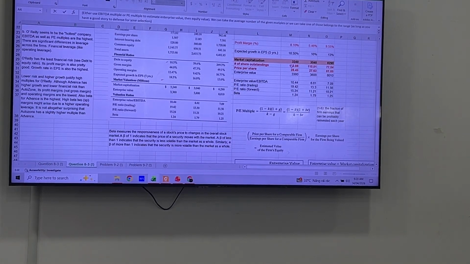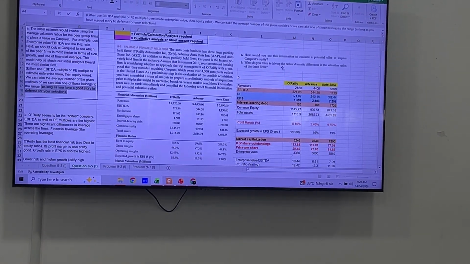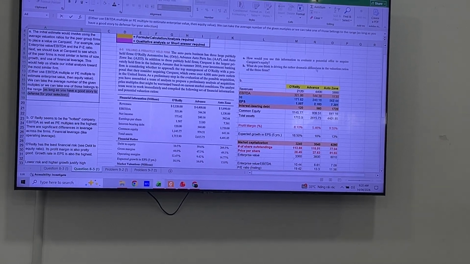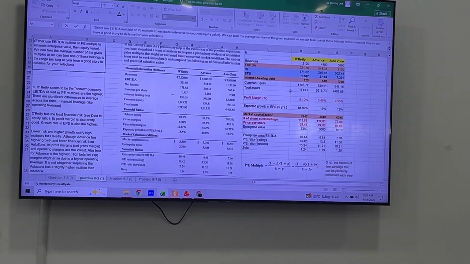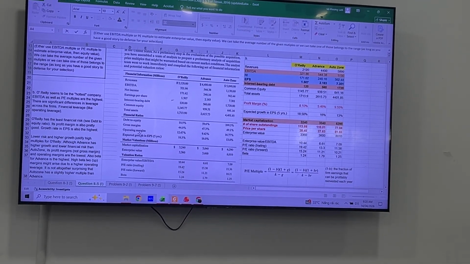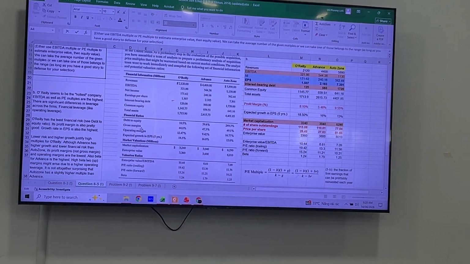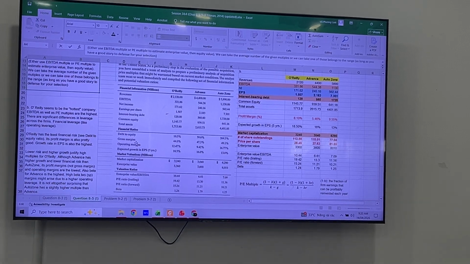Right, and then for the other thing I have already explained to you, the question is about the dramatic difference in the valuation ratio of the three firms. Okay, so first of all, we look at what? We look at the operating leverage by looking at the operating margins. Okay, that is something that creates a difference in the valuation ratios.